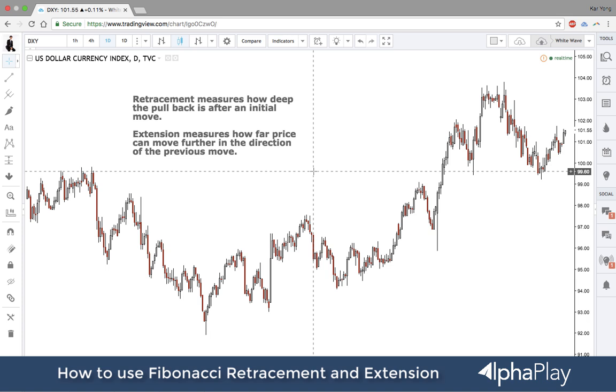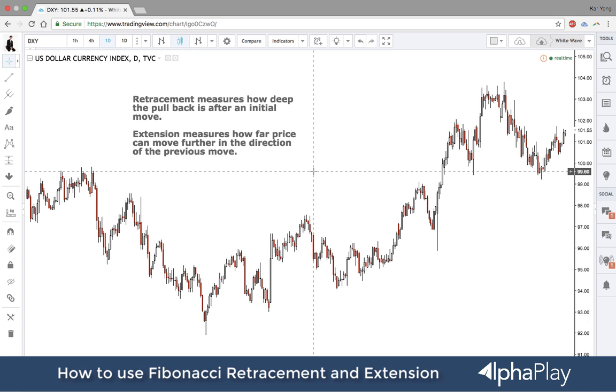In this video, I would like to walk you through the concept of retracement as well as extension. Alright, and then later part in the video, I will share with you how you can use the Fibonacci tool to measure the retracement as well as the extension of the price movement.